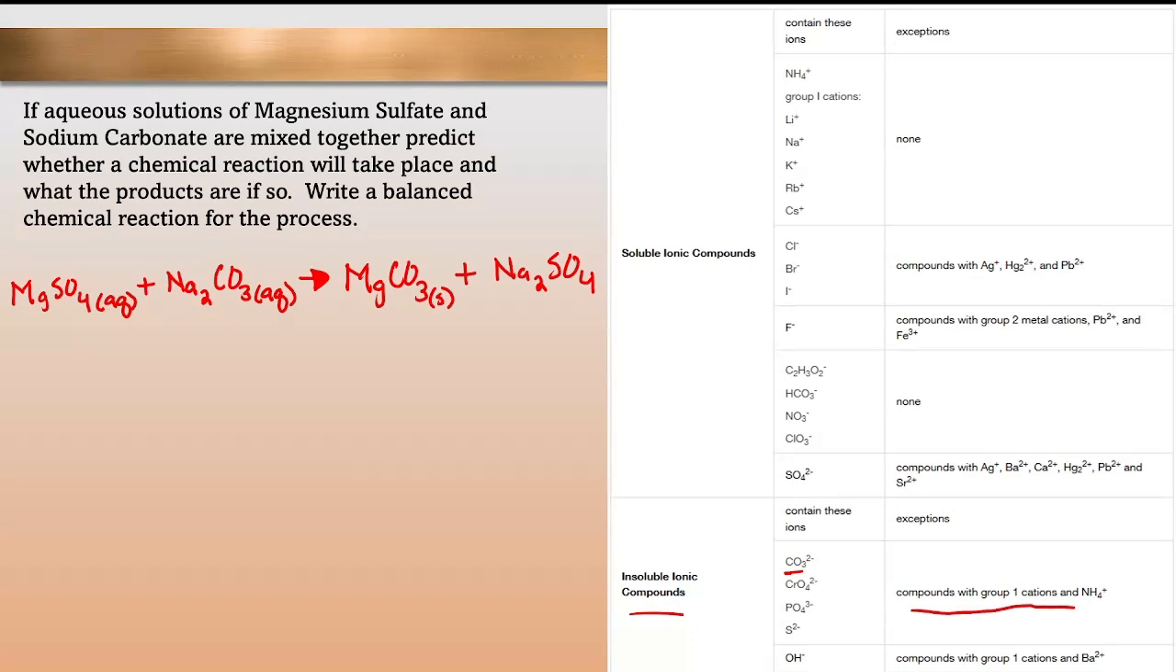Sodium sulfate, if I look for the sodium ion, I find it first, and I see that all sodium containing compounds are soluble, so this would stay dissolved in aqueous solution. I want to make sure this equation is balanced, and if I go through, I see 1 magnesium atom on either side, 1 sulfur atom on either side, 7 oxygen atoms on either side, and 2 sodium atoms on either side. So this equation is already balanced without any coefficients, so this would be the correct double replacement reaction for the reaction between magnesium sulfate and sodium carbonate.